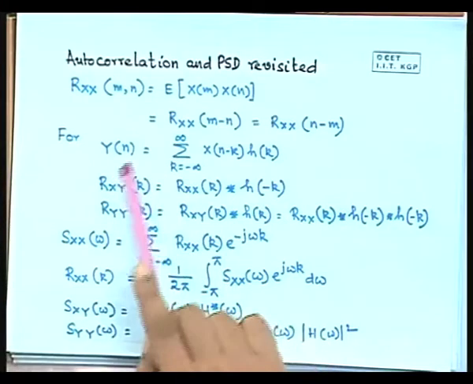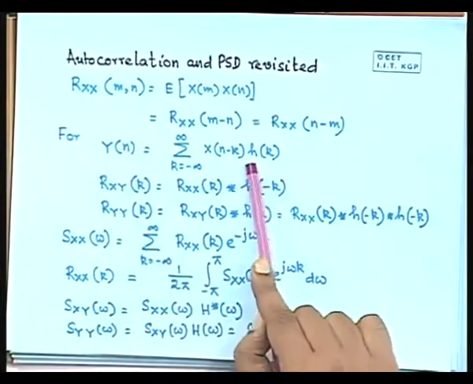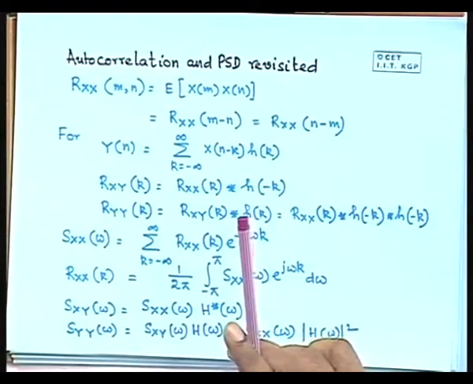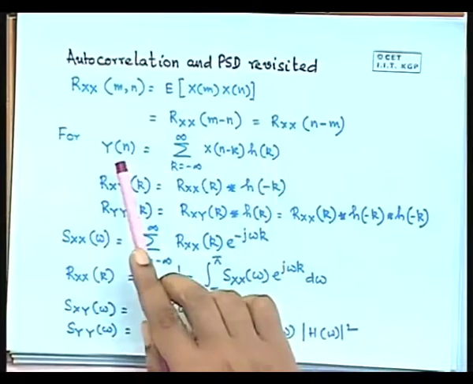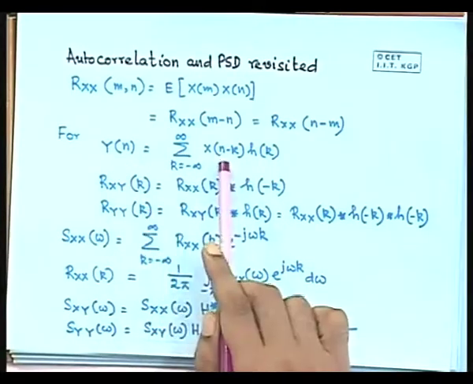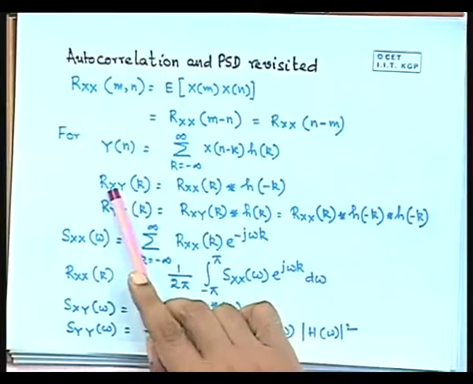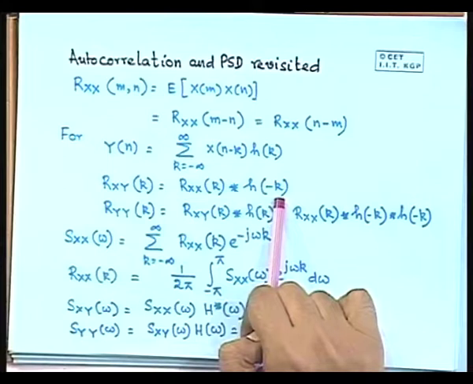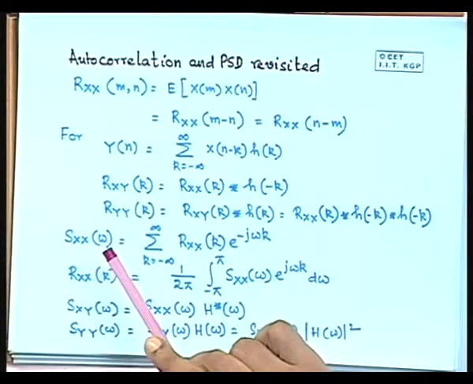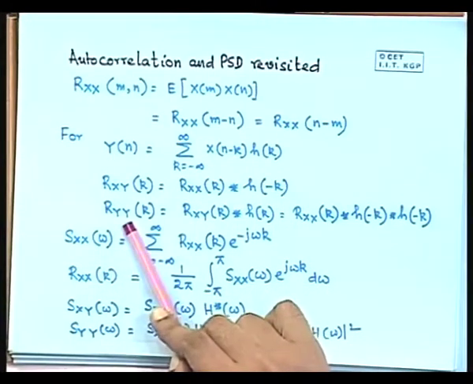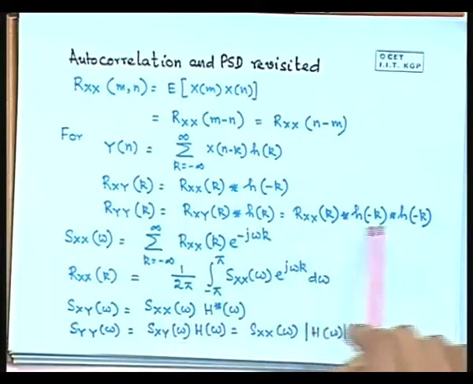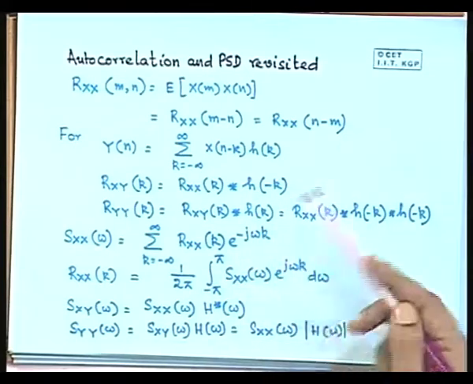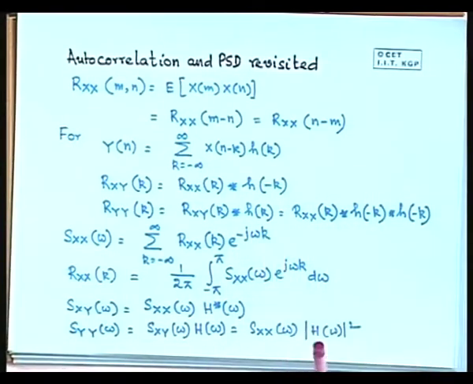In case you define another signal which is obtained by filtering, convolving through a filter of impulse response h, that is, if y is the output of a filter whose input is x, then we know that the cross correlation is defined like this. This we have already derived, and the autocorrelation of the output can be defined in terms of this or in terms of this. That is, you can go on convolving them with the impulse response.